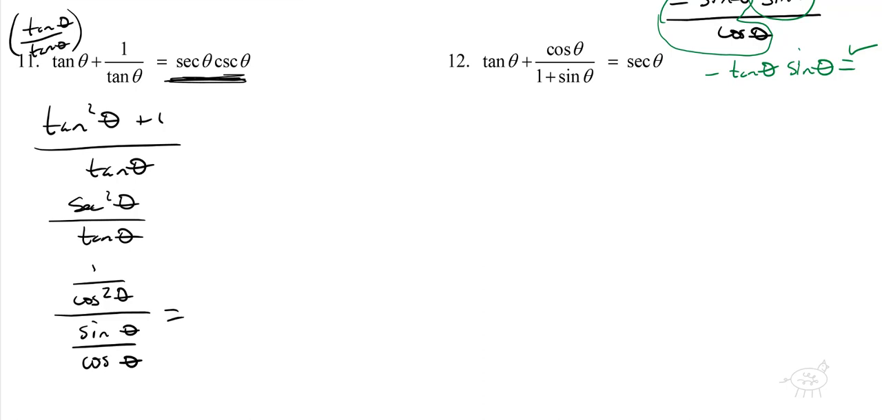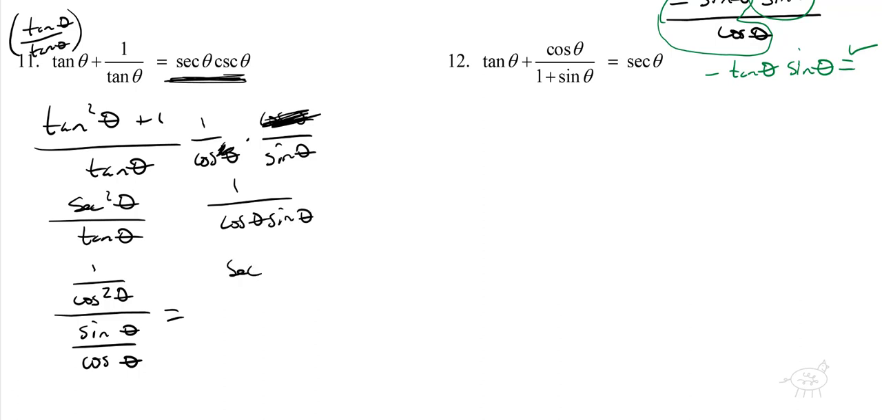So now I'm going to change this to 1 over cosine squared of theta times its reciprocal, so cosine theta over sine theta. So that squared goes out with that cosine of theta, and I wind up having 1 over cosine theta sine theta. And what's 1 over cosine theta? Secant of theta. And what's 1 over sine theta? Cosecant of theta. And we are done.